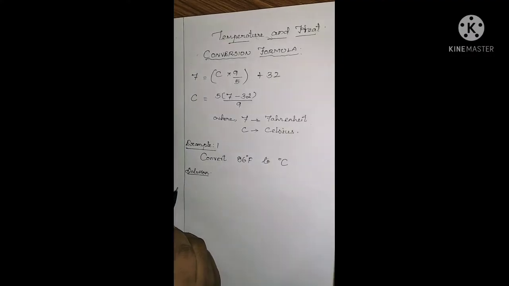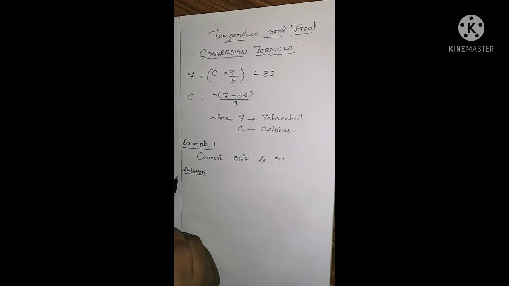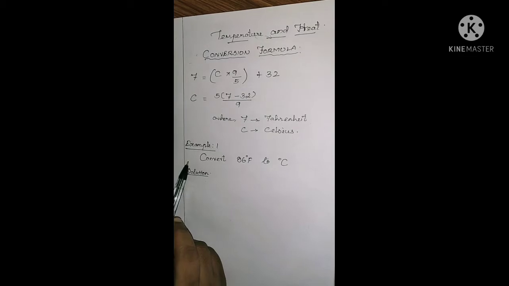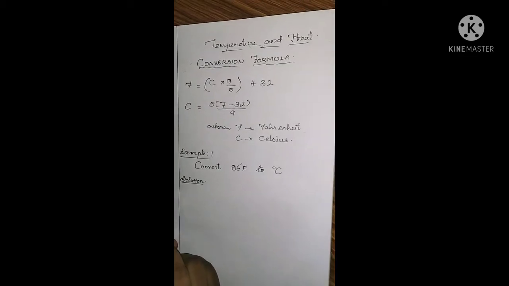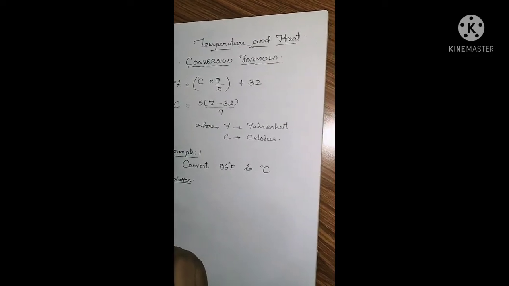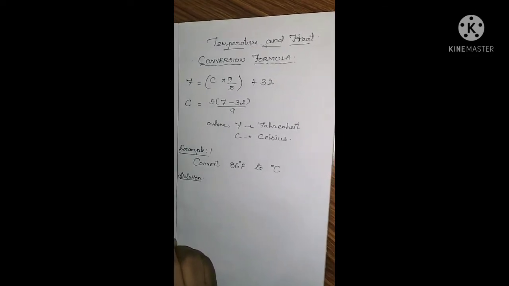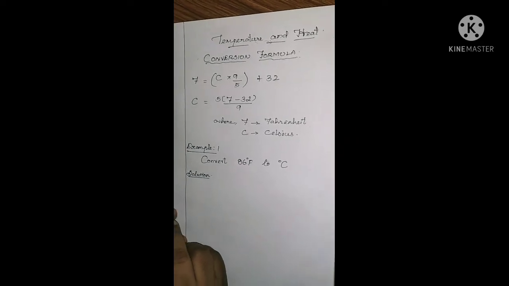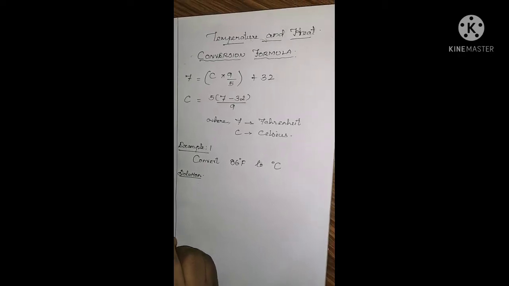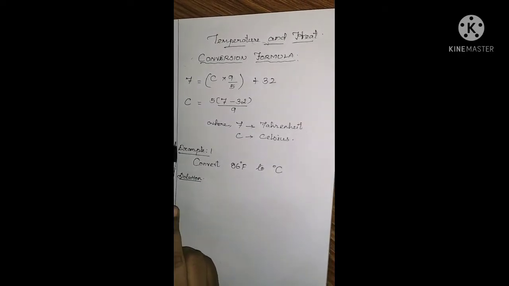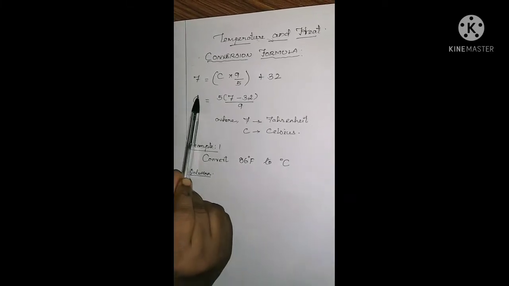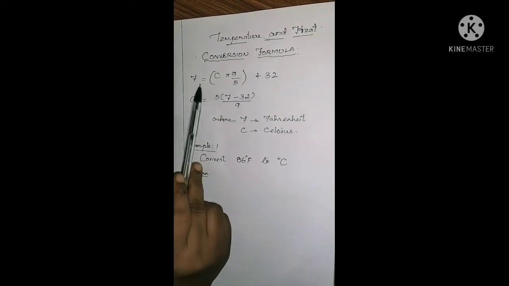Children, today we are going to learn about temperature and heat. In that, a few problems we are going to learn. Conversion formulas. There are two simple equations, and by using them we can convert Fahrenheit to Celsius and Celsius to Fahrenheit. Already we have learned two scales, what are they? Fahrenheit scale and Celsius scale. So here two formulas are there. You must learn these two formulas.